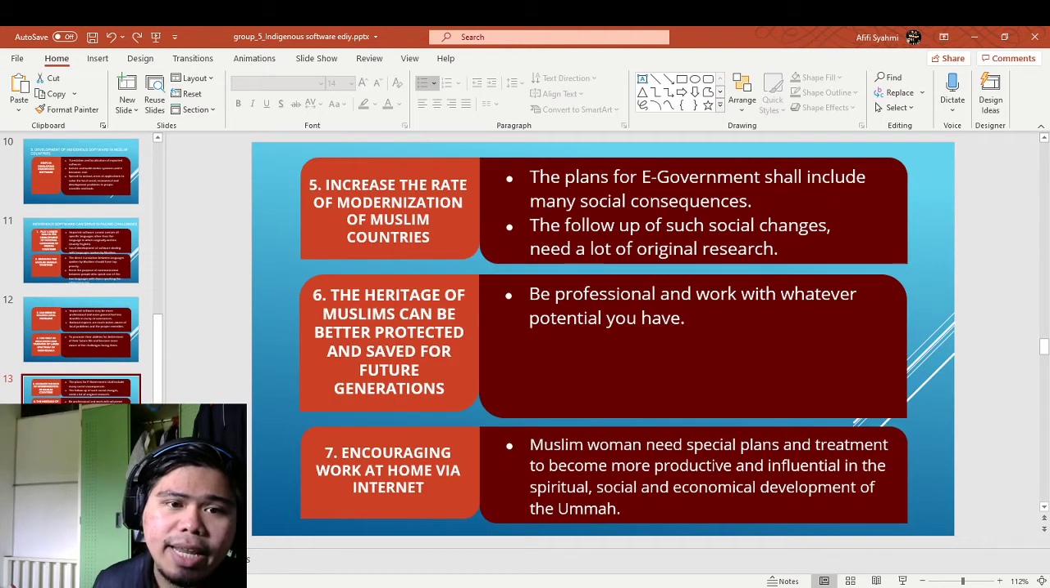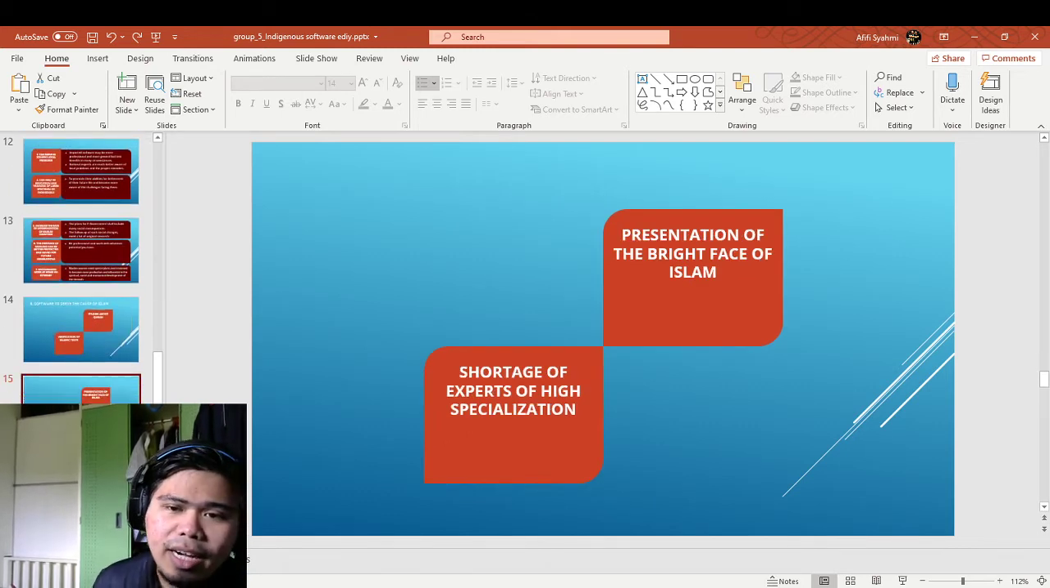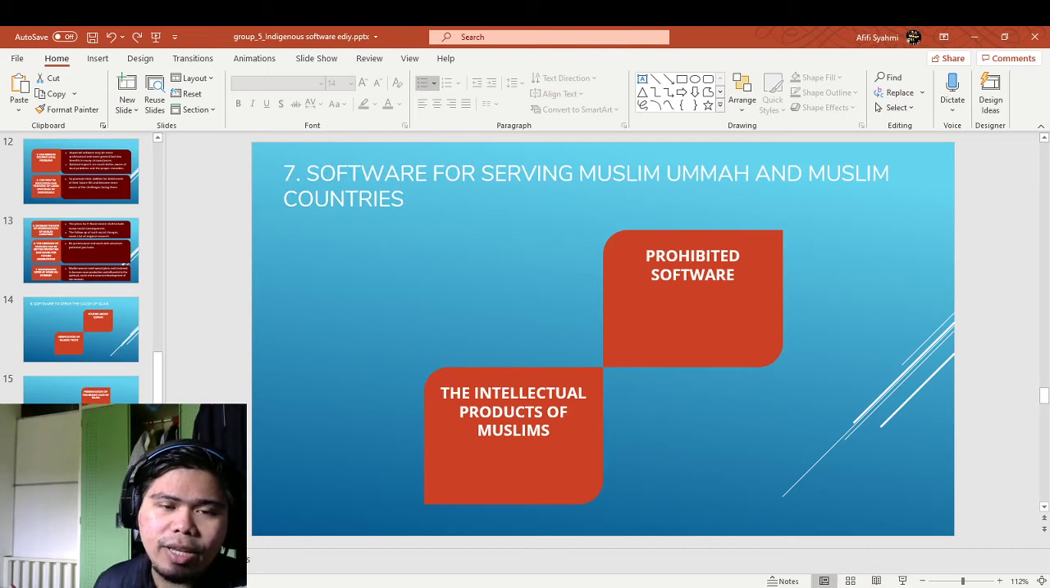Okay, next is to increase the rate of modernization of Muslim countries, so the heritage of Muslims can be better protected and kept safe for future generations. And last but not least, encouraging work from home via the internet. Okay, next is the software to serve the cause of Islam. The software that can serve the cause of Islam covers studies about the Quran, the verification of Islamic texts, the presentation of the bright face of Islam, and the shortage of experts of high specialization. Okay, last is the software for serving the Ummah, the software for serving Muslim Ummah and Muslim countries.